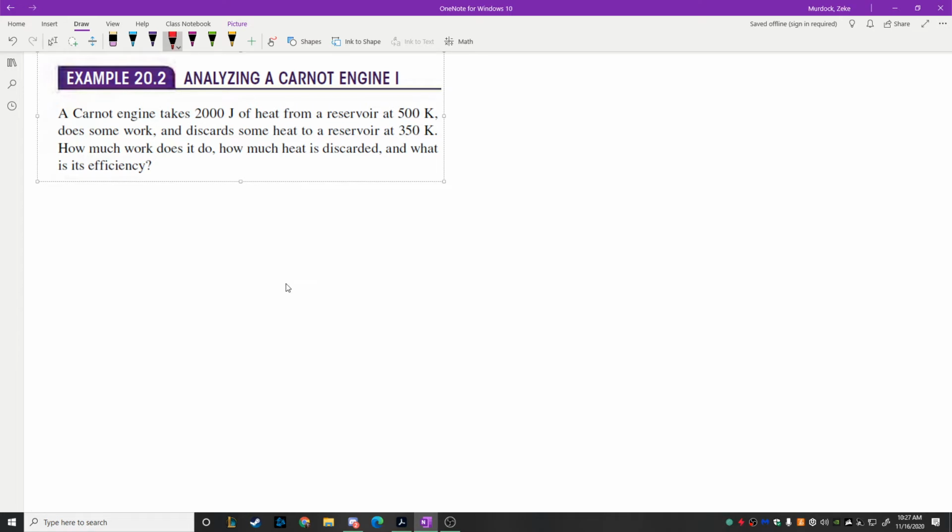A Carnot engine takes in 2,000 joules of heat from a reservoir at 500 Kelvin, does some work, and then discards some heat to a reservoir at 350 K. How much work does it do, how much heat is discarded, and what is its efficiency? Okay, 3 questions. So it takes in 2,000 joules at 500 Kelvin, does some work, and discards heat to a reservoir at 350 Kelvin. How much work does it do? How can we figure out the work that's done by this engine?